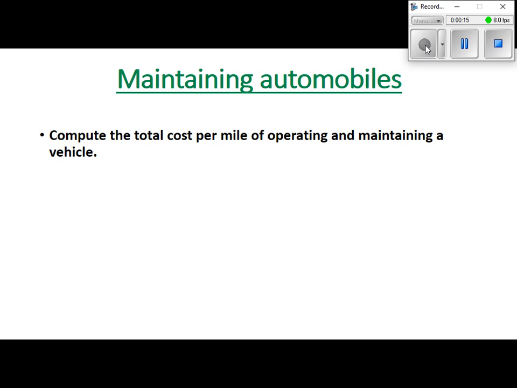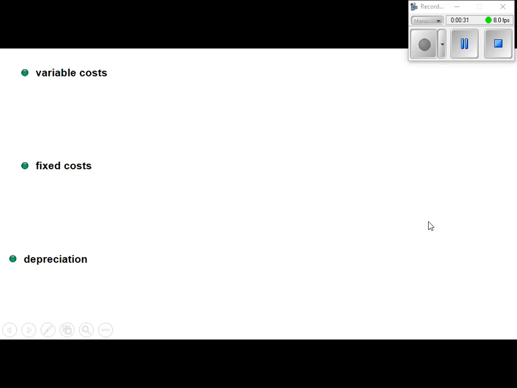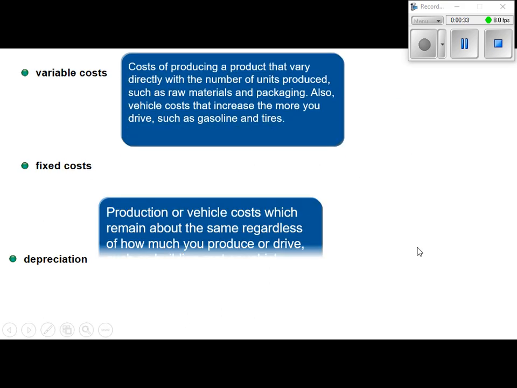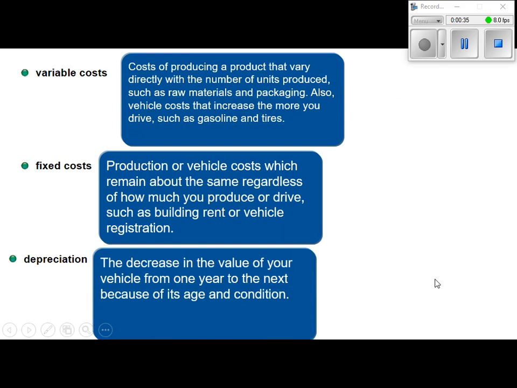Thank you. Maintaining automobiles. Talking about maintaining automobiles, the upkeep for an automobile. Compute cost per mile, and compute operating and maintaining a vehicle. Some things that go into that: three things. Variable cost, fixed cost, and depreciation.